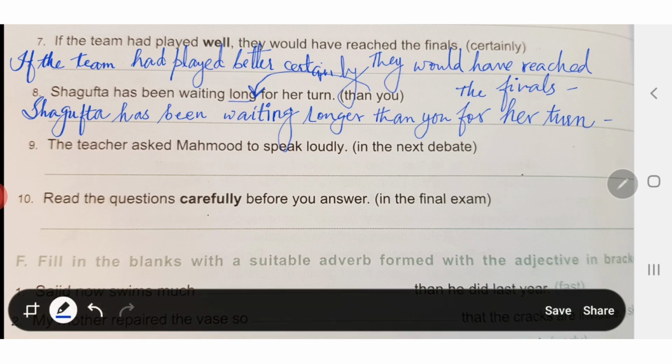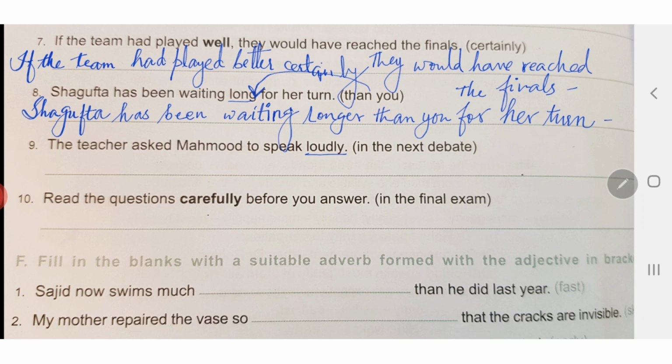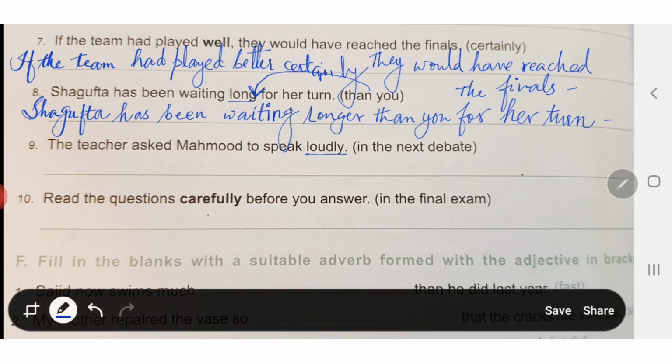Okay, now number 9. The teacher asked Mahmoud to speak loudly, bracket says, in the next debate. So students, what is the adverb here? Speak is the main verb, and which word here is modifying this verb? Loudly. And the comparative degree of this loudly would be more loudly.